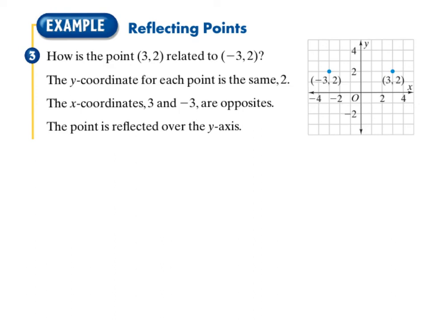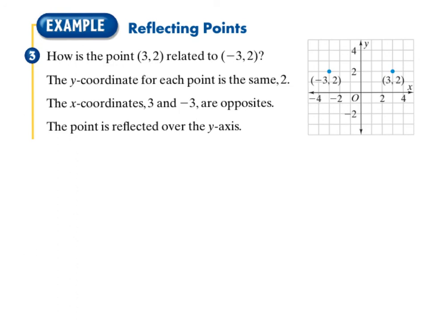Let's look at an example of reflecting points. How is point 3, 2 related to -3, 2? The y-coordinate for each point is the same, 2. The x-coordinates 3 and -3 are opposites, so the point is reflected over the y-axis.